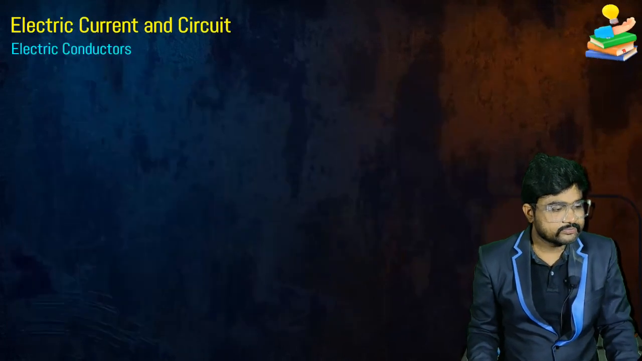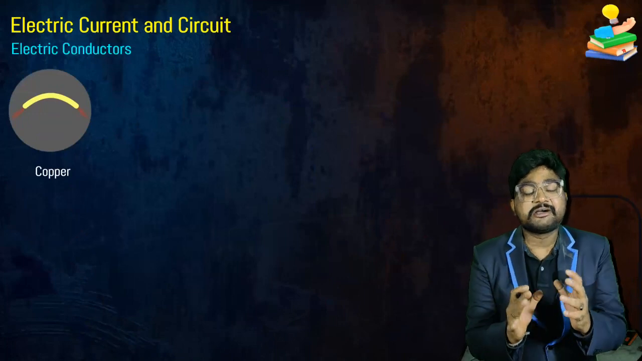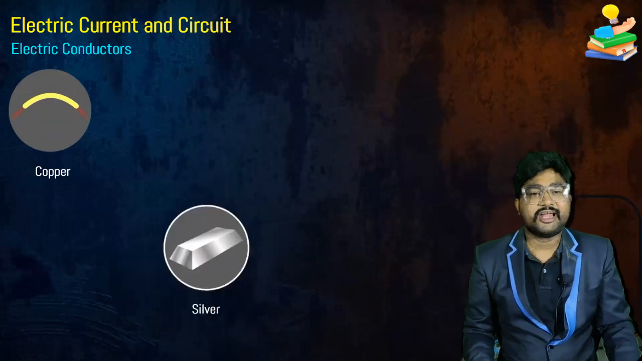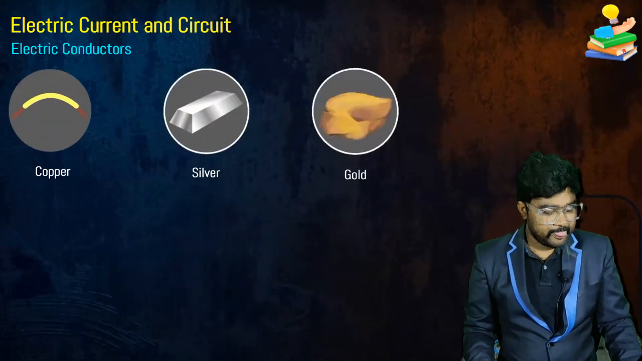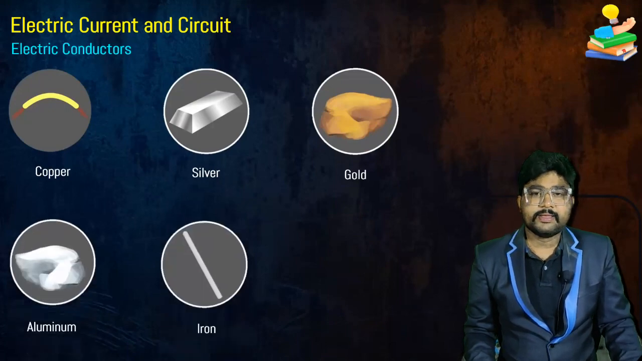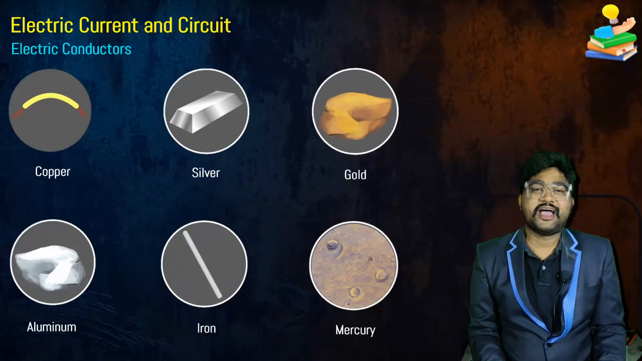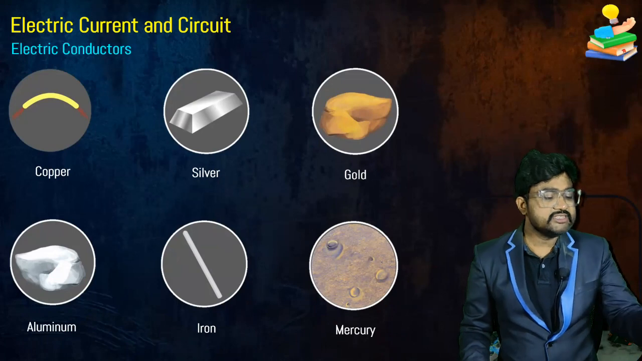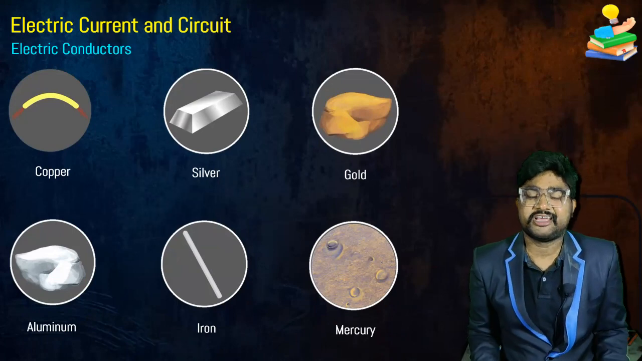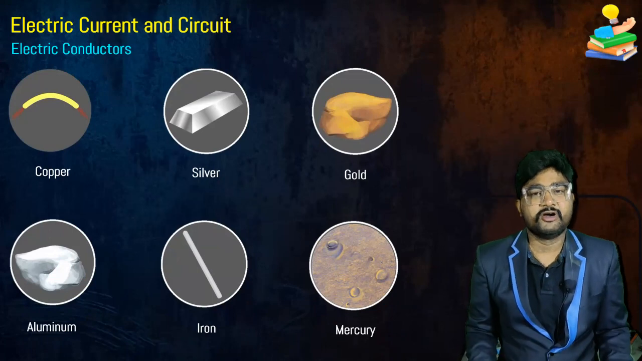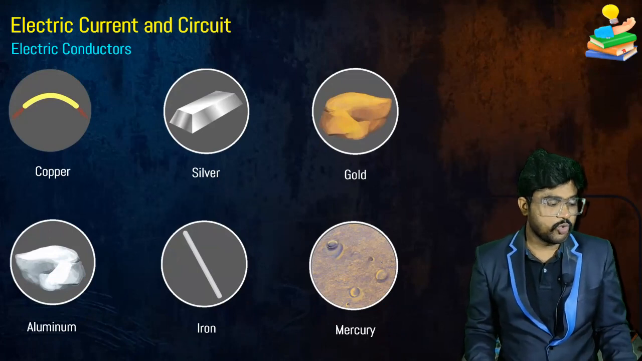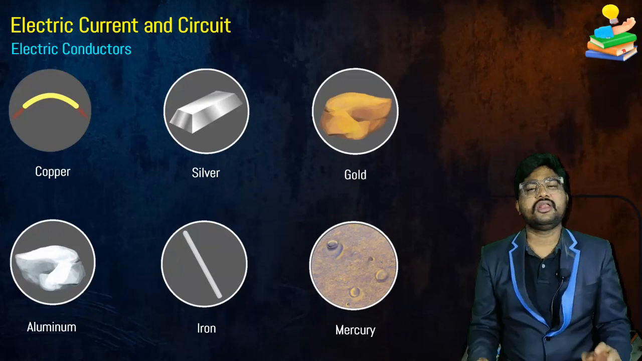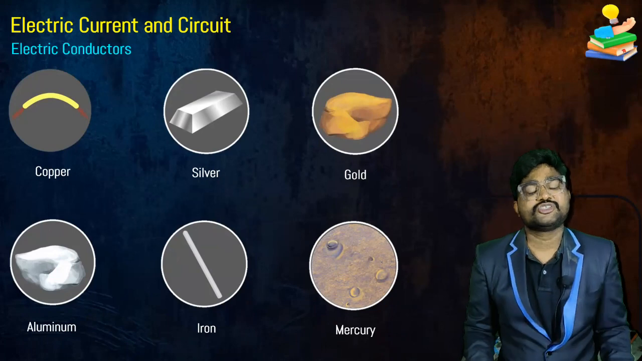Now, see this. Just observe. What are the different examples of electric conductors? First, just now you have seen copper. After that, silver, gold, aluminum, iron, mercury. We have some materials to use as electrical conductors. These are some of the electrical conductors we use in day-to-day life: copper wires, silver and gold, aluminum wires, iron and mercury. These all allow the electric charges to flow.